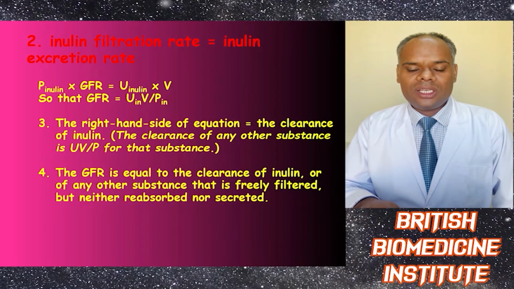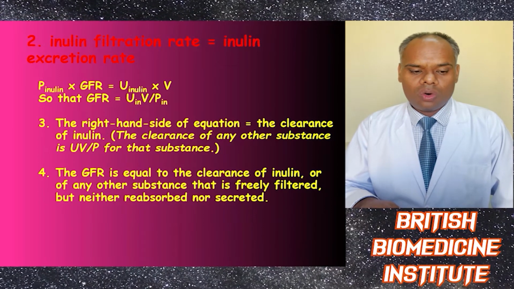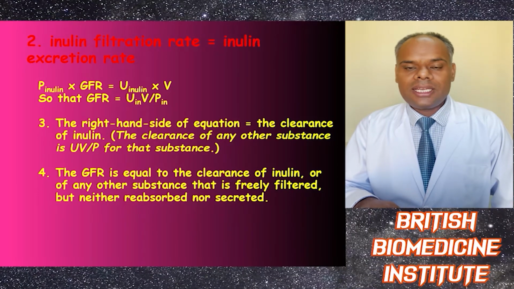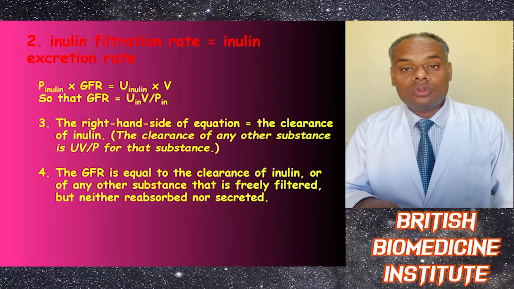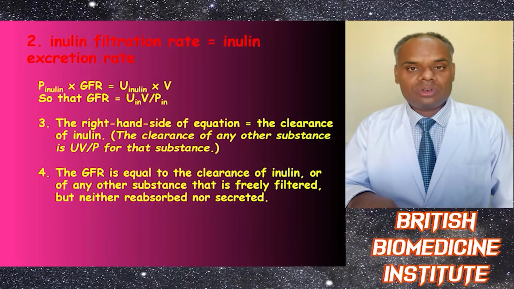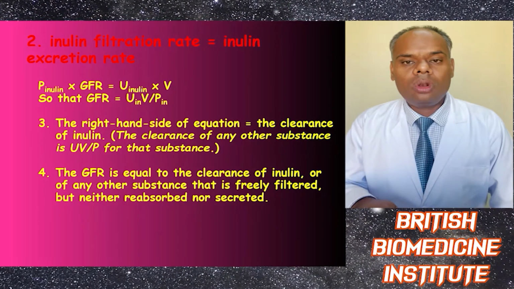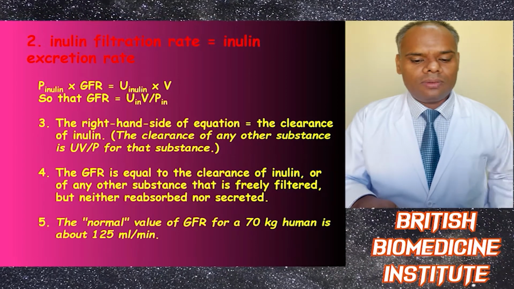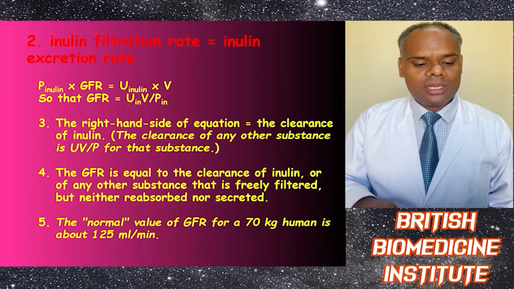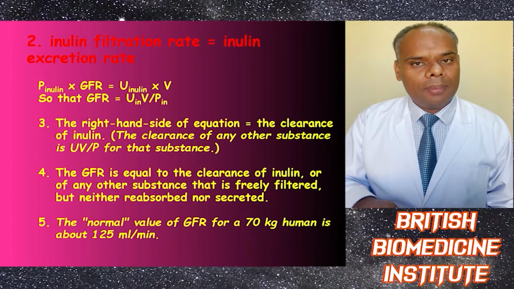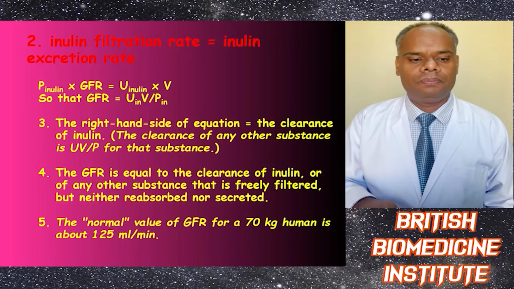The GFR is equal to the clearance of inulin or any other substance that is freely filtered but neither absorbed nor excreted or secreted. The normal value of GFR for a 70 kg human is about 125 ml per minute.